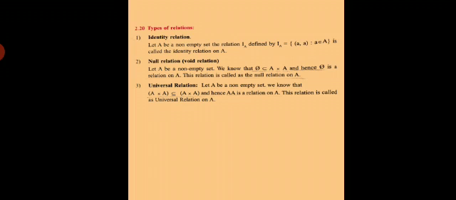Similarly, for universal relation, let A be a non-empty set, then A cross A is a subset of A cross A. In the universal relation, students, all the elements will be included in one single set only, and hence A cross A is a relation on set A. This relation is called a universal relation on A.